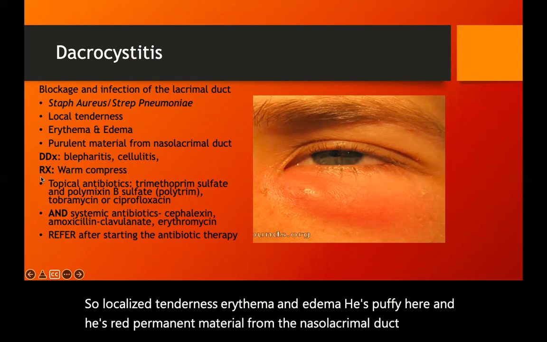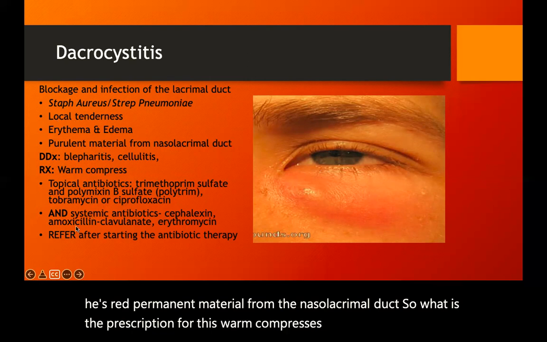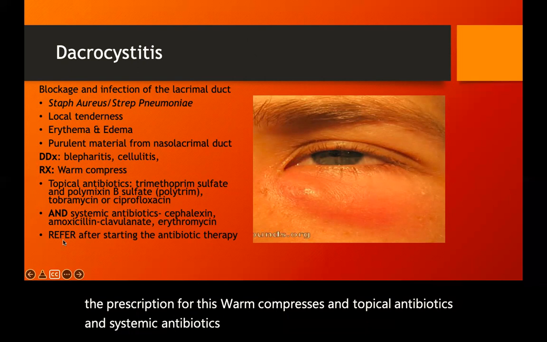So what is the prescription for this? Warm compresses and topical antibiotics and systemic antibiotics. Okay, after you start the antibiotic therapy, you definitely want to refer to an ophthalmologist.